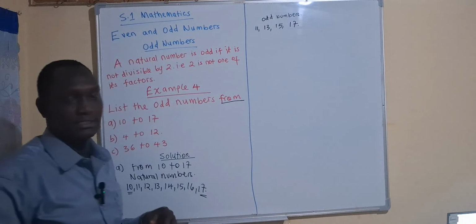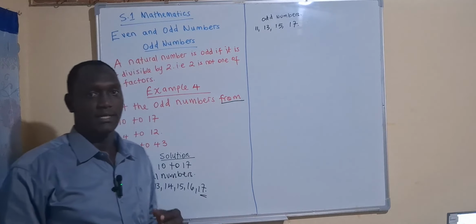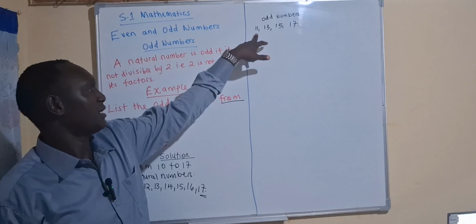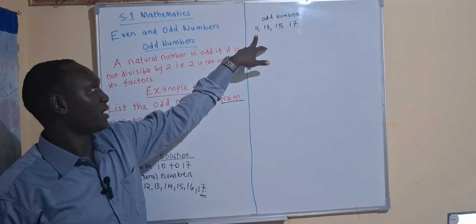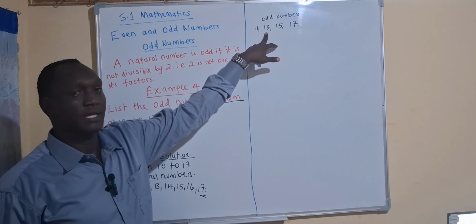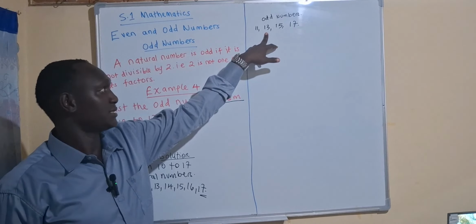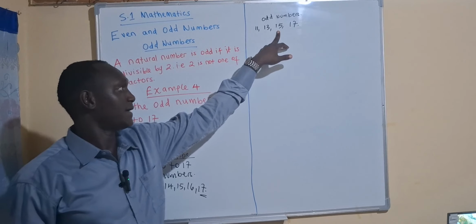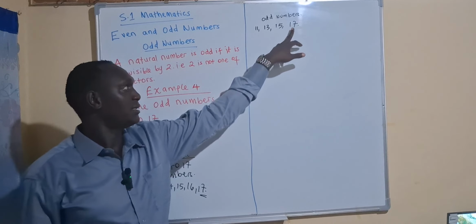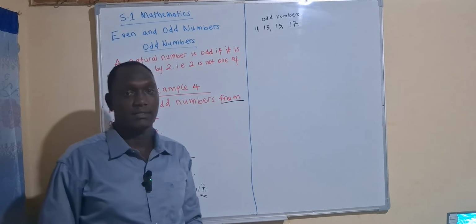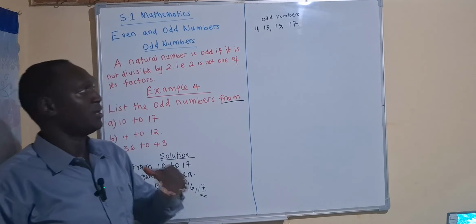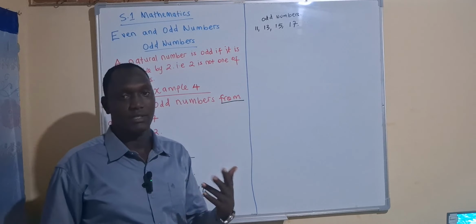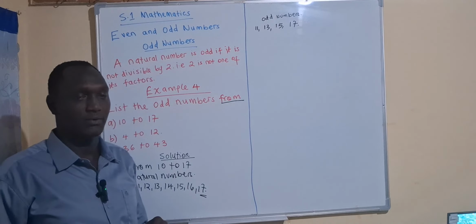These are the numbers that when we divide by 2, there is a remainder. For example, 11 divided by 2, there is a remainder of 1. 13 divided by 2, it is 6 and the remainder is 1. 15 divided by 2 is 7 and the remainder is 1. 17 divided by 2, we get 8 and the remainder is 1. So, as long as there is a remainder, that number qualifies to be an odd number.